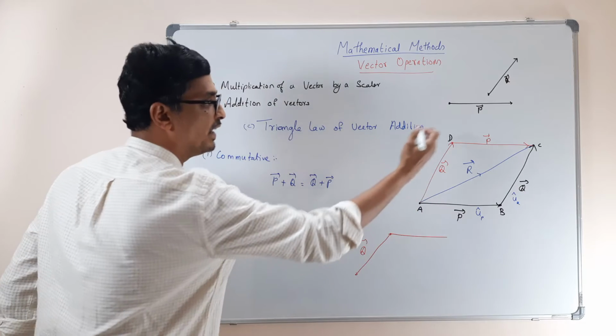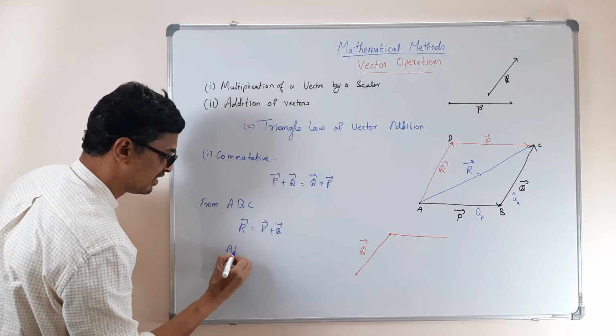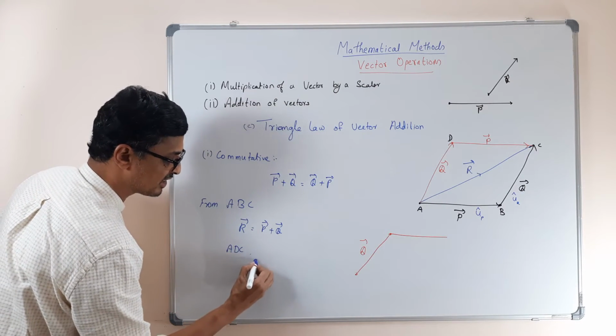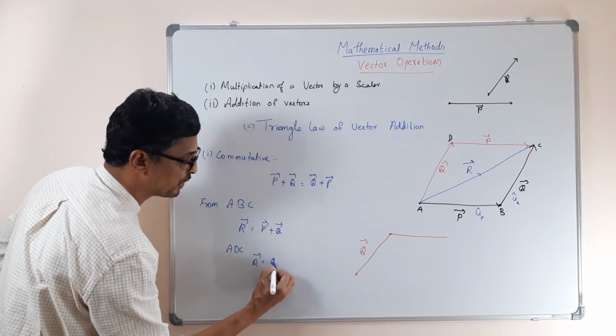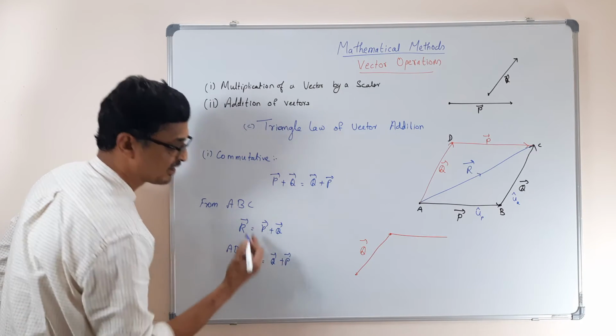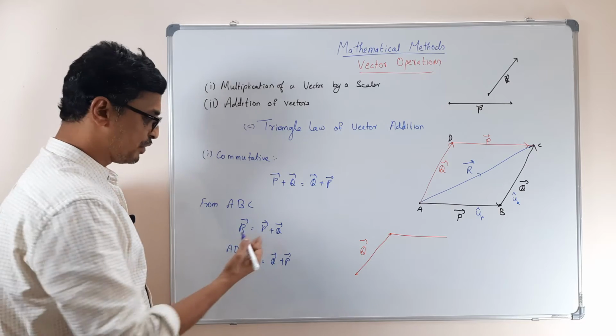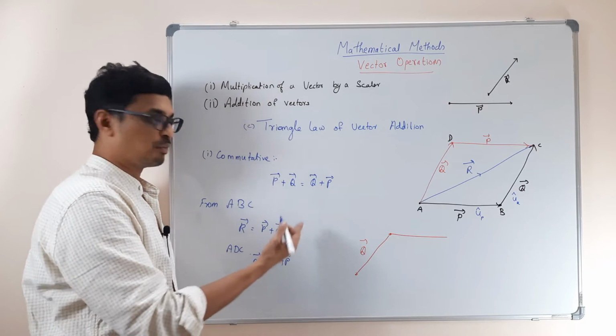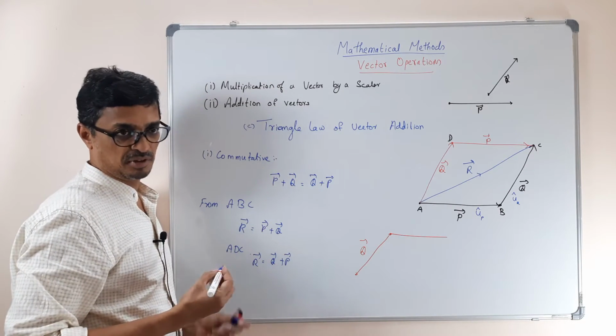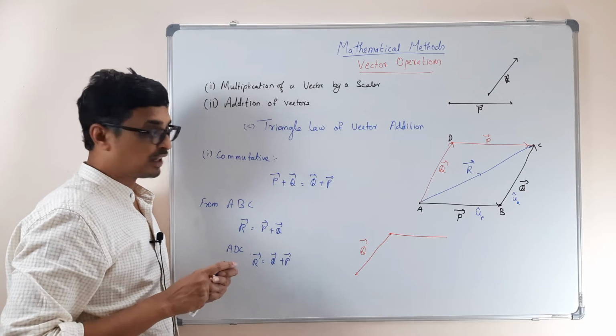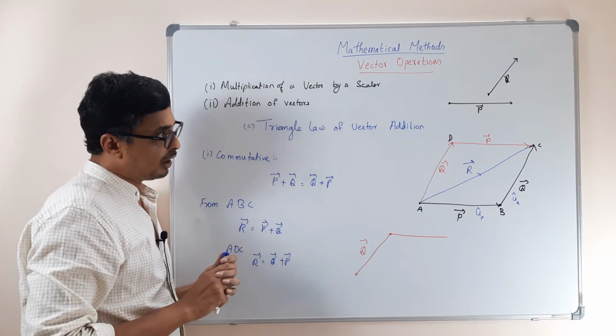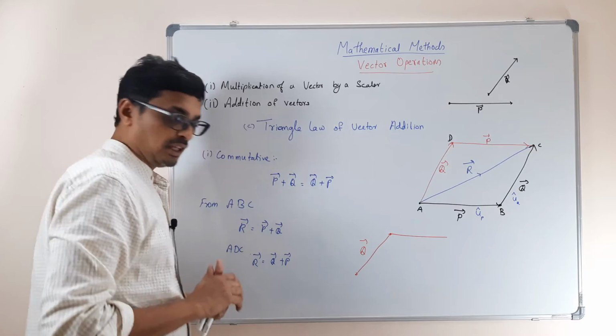Other, if I write ADC, it says R vector will be equal to Q vector plus P vector. They both are the same, R vector. Therefore, P plus Q vector equals Q plus P vector, and hence proved. Clear, everyone? Clear? So that is your commutative property of the vector addition.